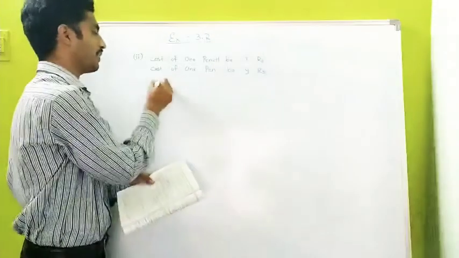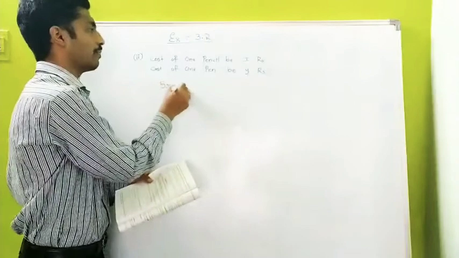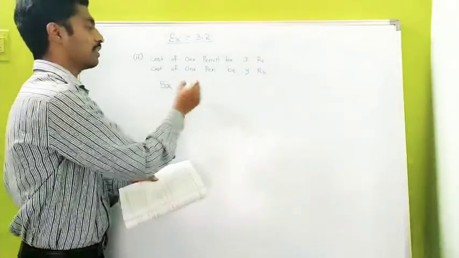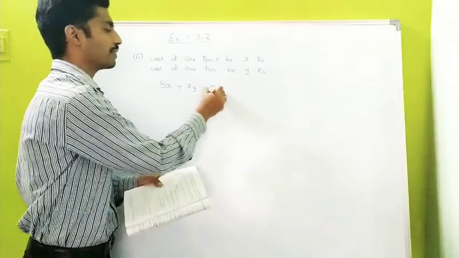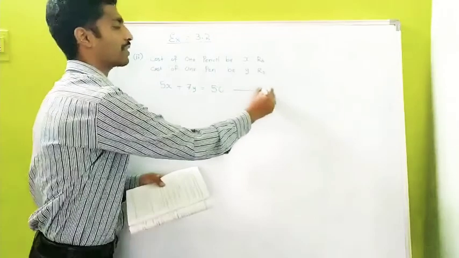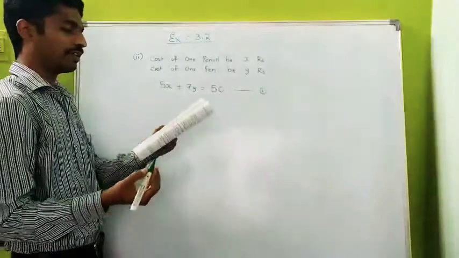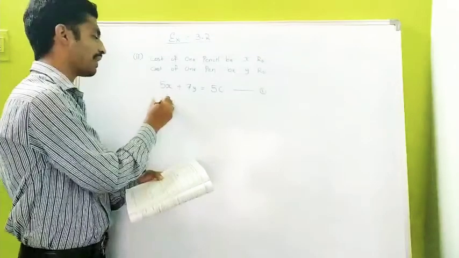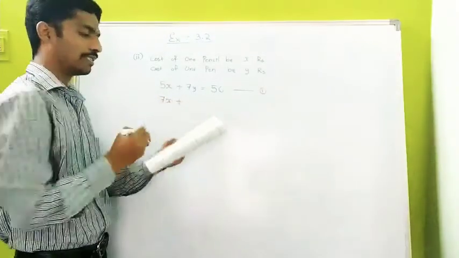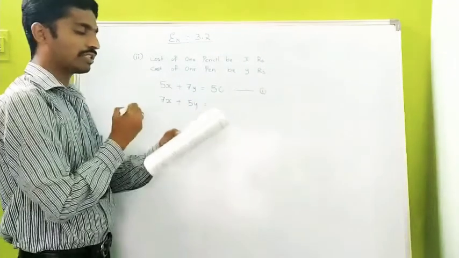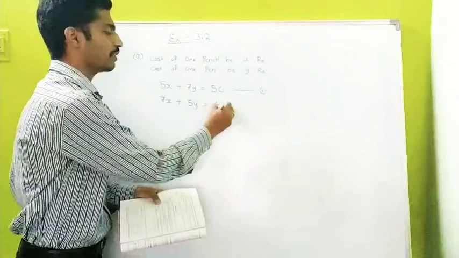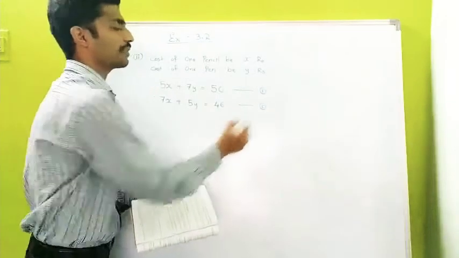Now as per the condition, 5 pencils and 7 pens: 5 pencils means 5 into x plus 7 pens means 7 into y. How much does it cost? 50 rupees. This is our first equation. Second equation: 7 pencils means 7x plus 5 pens means 5y. How much does it cost? 46 rupees. So this is our second equation.